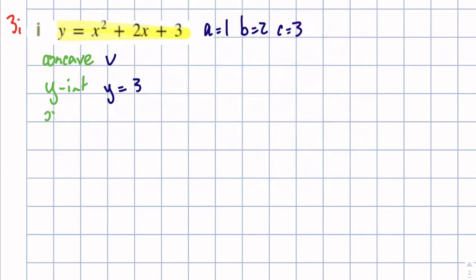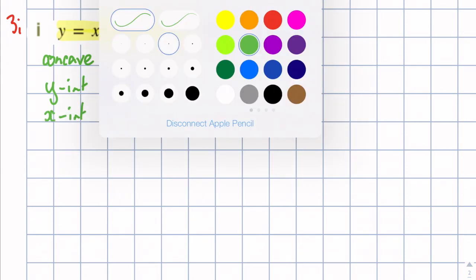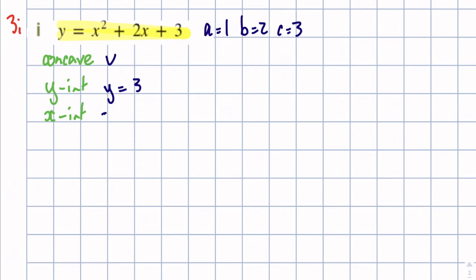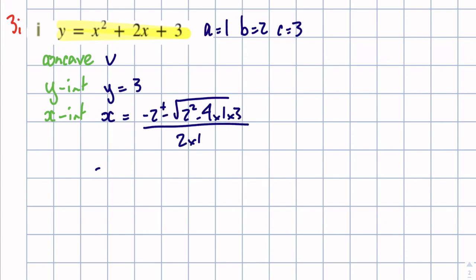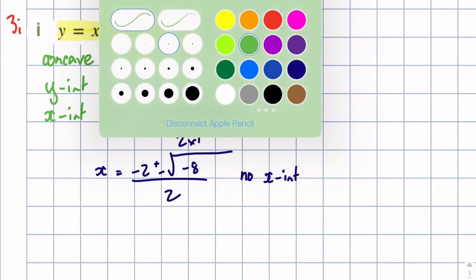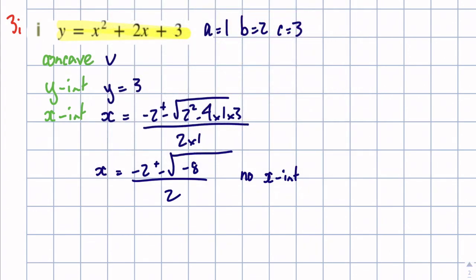X-intercepts. I'm chucking this straight into my quadratic formula. x equals negative 2 plus minus the square root of 2 squared, take 4 times 1 times 3 all over 2 times 1, which gives me x equals negative 2 plus minus square root of 4 take 12 is negative 8 all over 2, no x-intercepts.